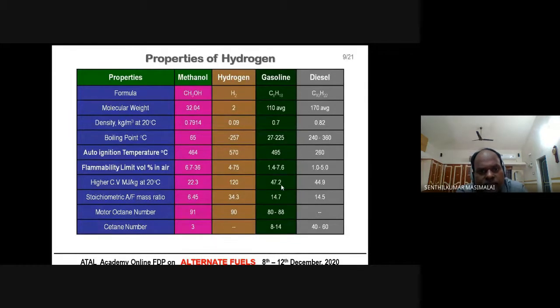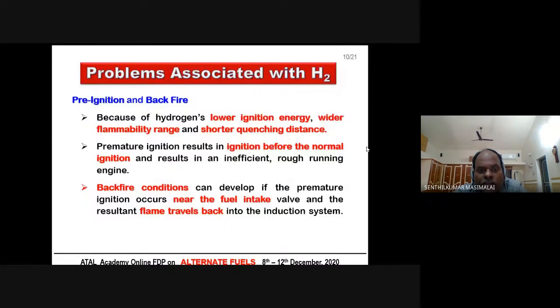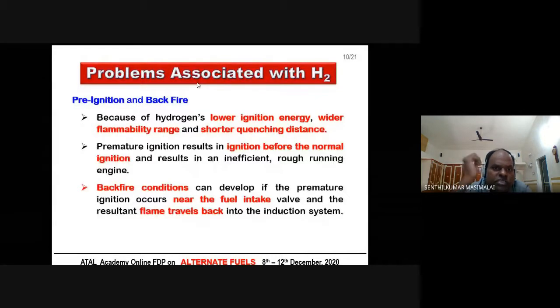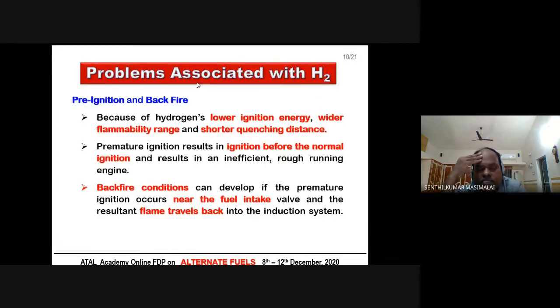We cannot compare at all. Unique properties. At the same time, the unique properties are dangerous. The dangerous property is the low ignition energy. I told you the energy required for igniting hydrogen is very, very small. So even a hot spot can ignite the hydrogen air mixture. Because of the low ignition energy and the very high flame speed, you will have the problem of pre-ignition and backfire. These are all the problems associated with hydrogen.